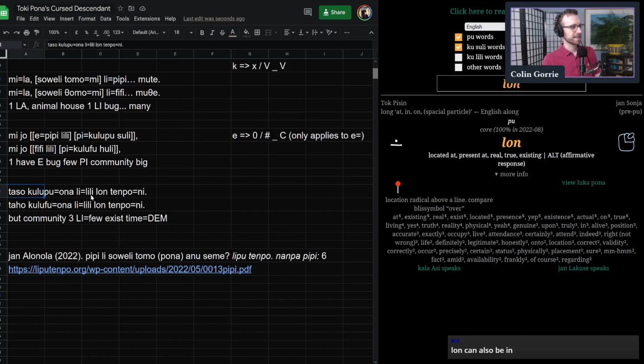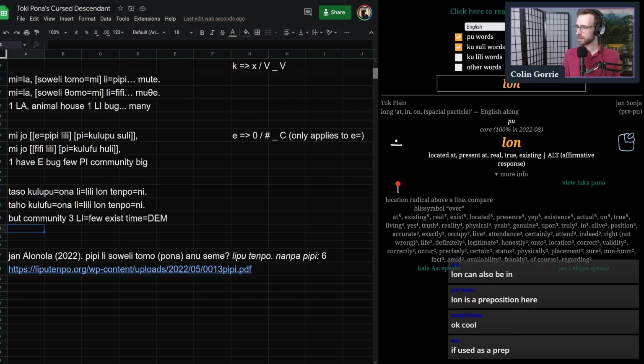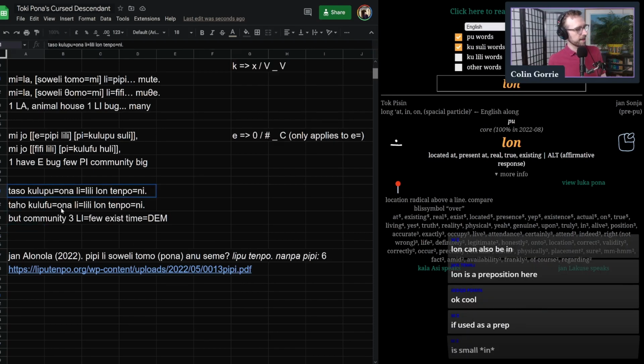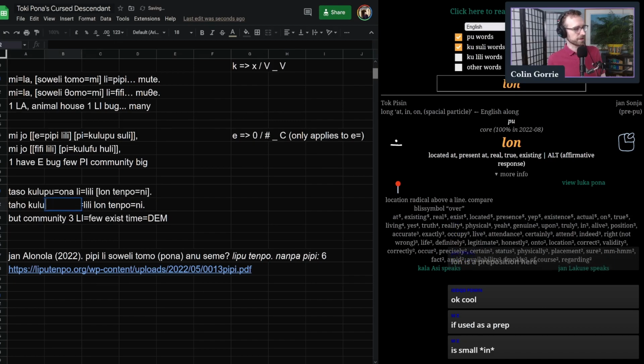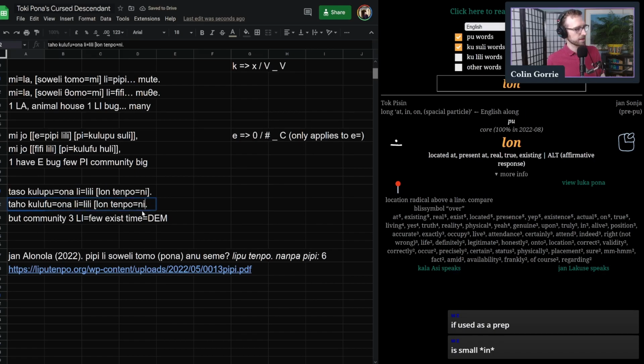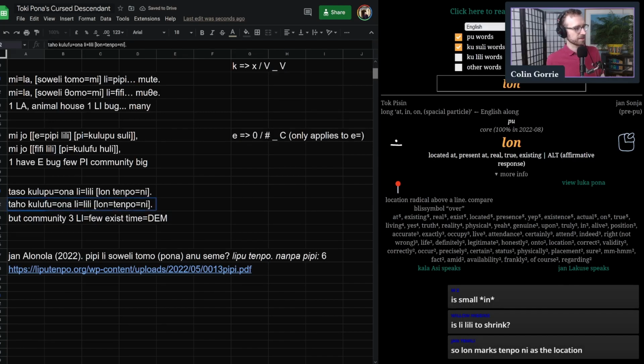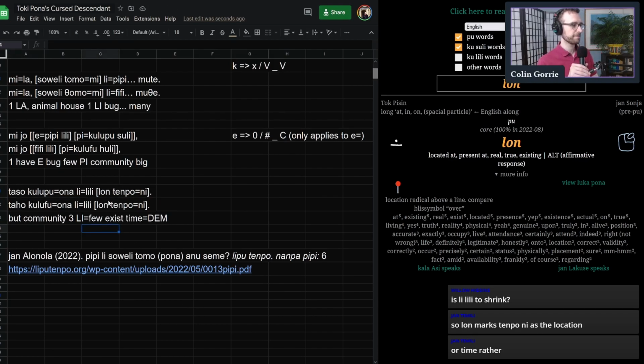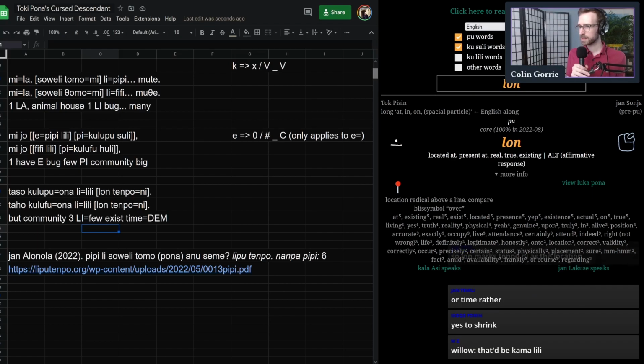What's the relationship between lili and lon? Lon is a preposition. Ah, okay, that's really great. So, but their communities are few at the current time. So that is going to be lon being used as a preposition. So we can either consider it a clitic or just consider it a phrase. Either way, it's going to be a valid domain for the application of mutation. However, in this case, there is no mutation yet.